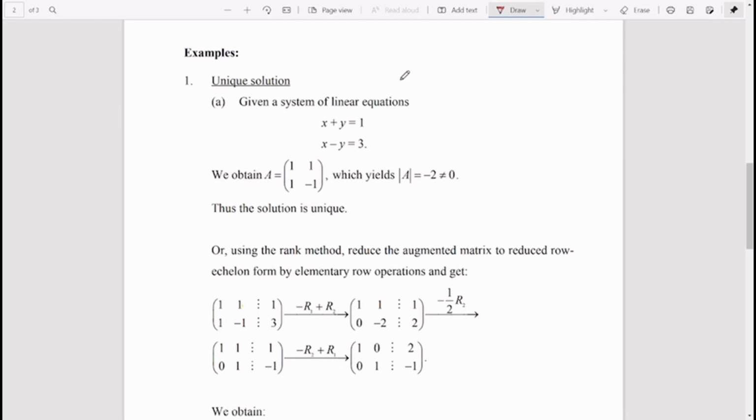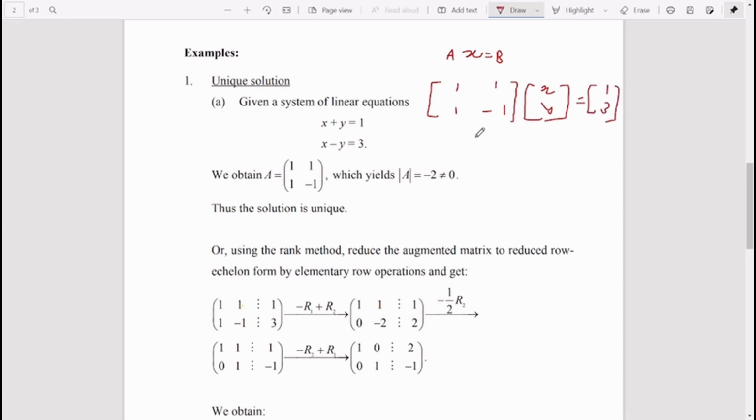The first step is to write down the system of equations in matrix format, which is AX is equal to B. A is the coefficient matrix, X is the variable matrix, and B is the result. From the equations, A is 1, 1, 1, and negative 1. The variable matrix has only two entries, which are X and Y, and the result is 1 and 3.